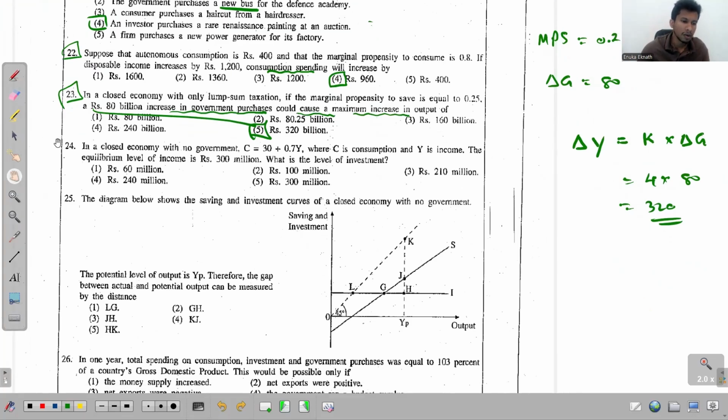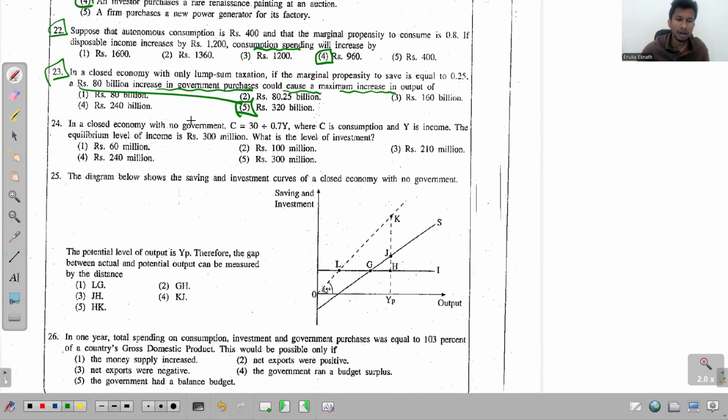Right, 24. Look at this question 24. In a closed economy with no government, the consumption function is given to us. If there's no government, this is a simple economy, so both Y and YD denote the same thing. The consumption function is given as 30 plus 0.7 into Y. And the equilibrium level of income is rupees 300 million, which is Y. Y is given to us as 300 million. What is the level of investment in this economy?